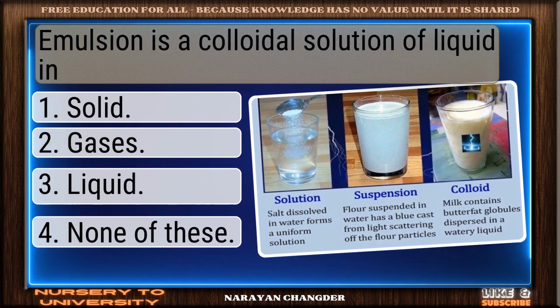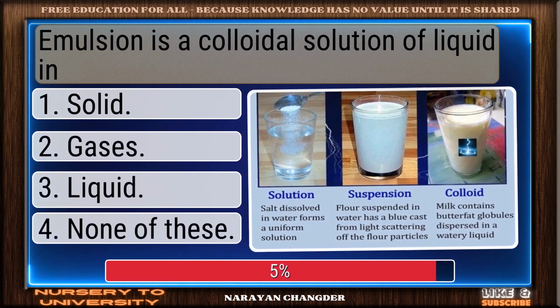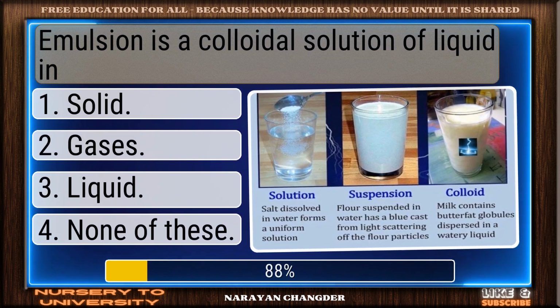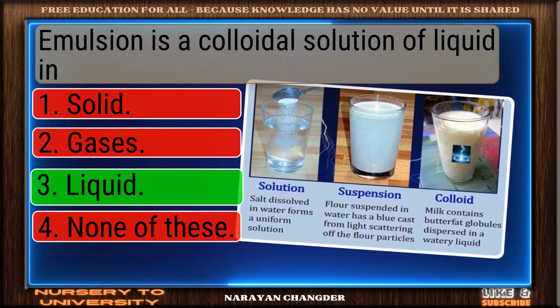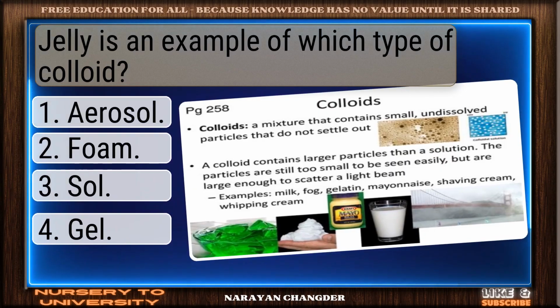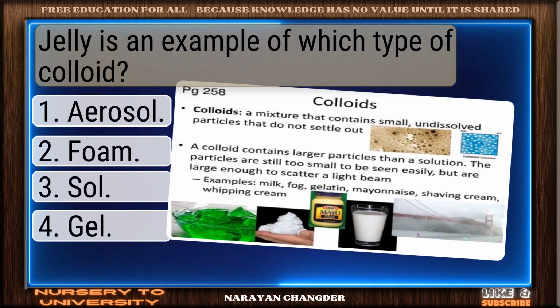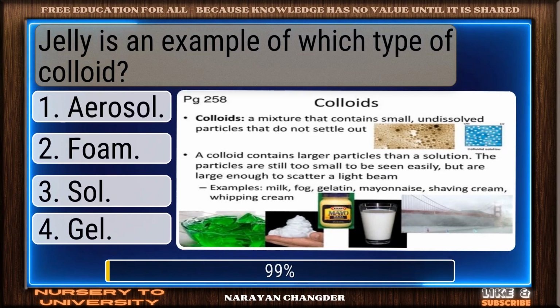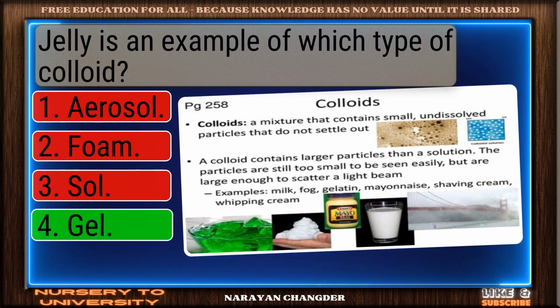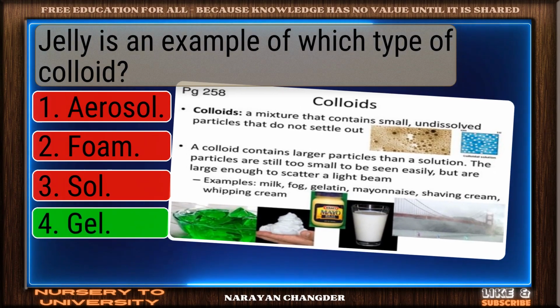Question number 202. Emulsion is a colloidal solution of liquid in. Excellent. Liquid is a brilliant choice. Question number 203. Jelly is an example of which type of colloid? Correct. Gel is the right answer.